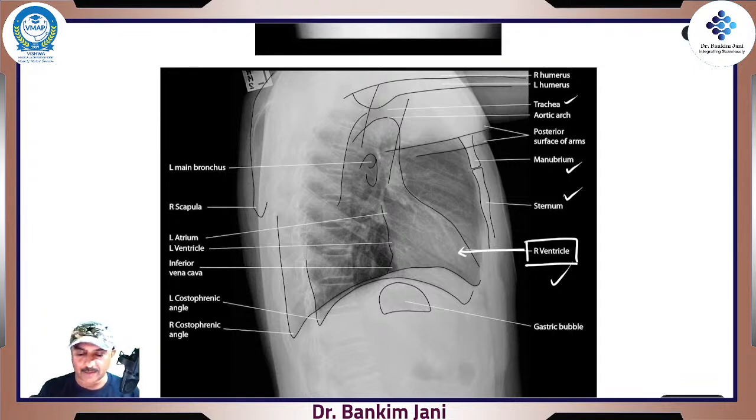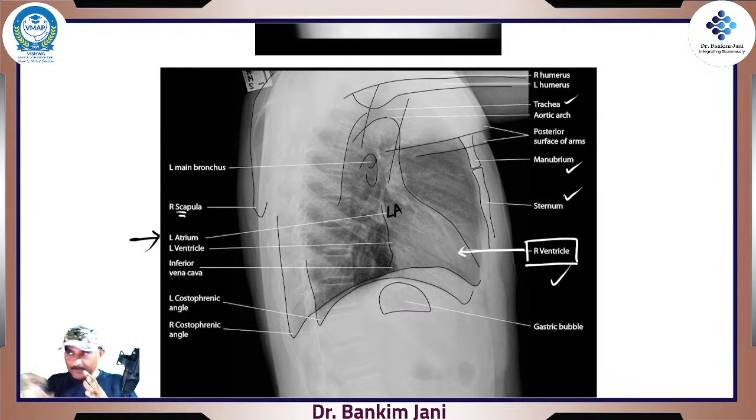Trachea. See the trachea, that air, right? Here things are overlapped, but when we watch so many X-rays, it will be more clear. But so far, so good. Then that is the posterior part, scapula. Left atrium. This left atrium is posteriorly situated, right? But on the left side, it is slightly projected.